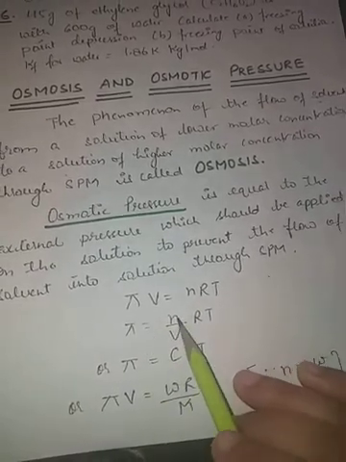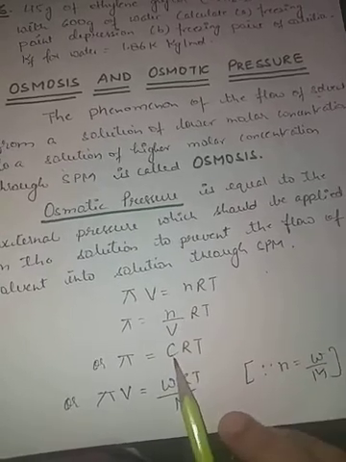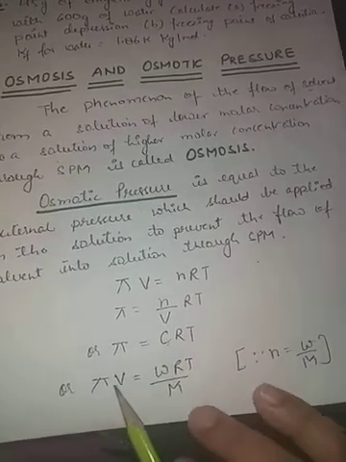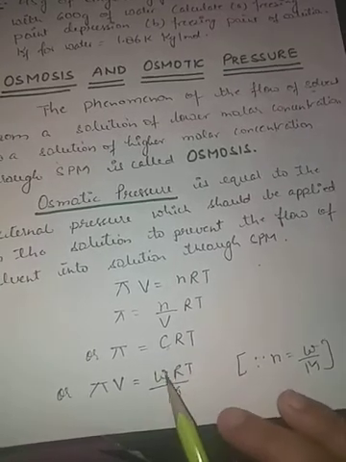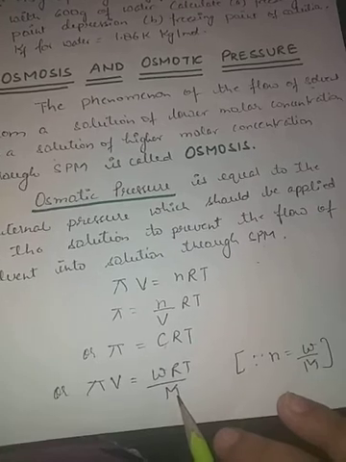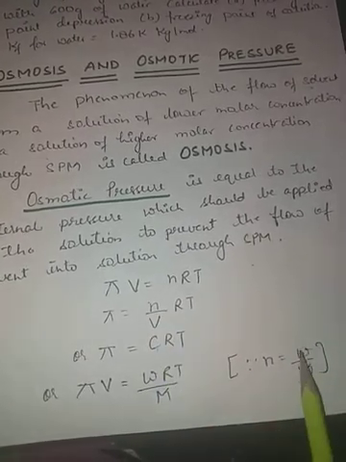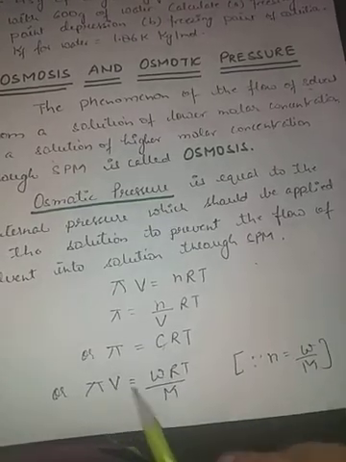Pi is equal to n by V into RT, where n by V is equal to C. Pi V is equal to wRT upon M. See, we know that n is equal to w by M, so pi V is equal to wRT upon M.